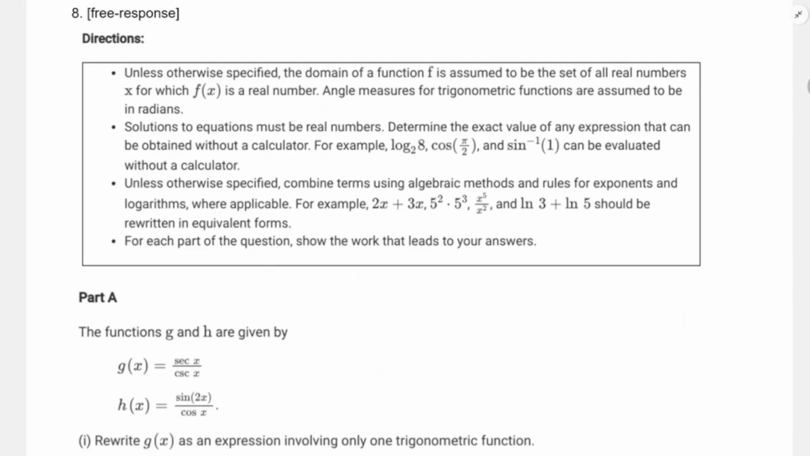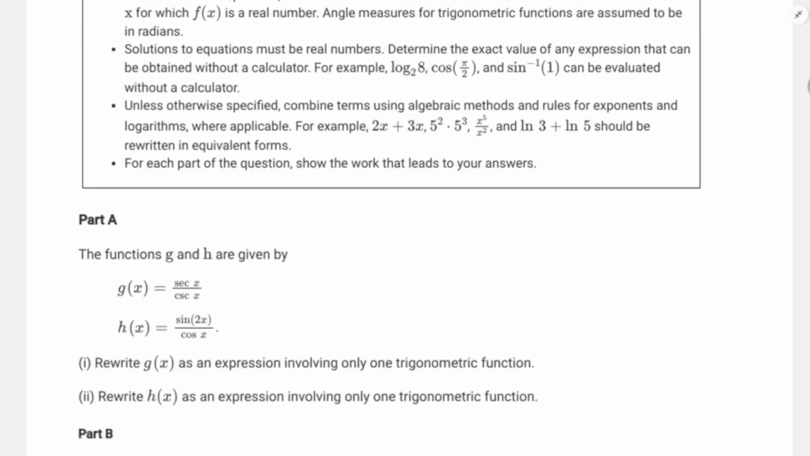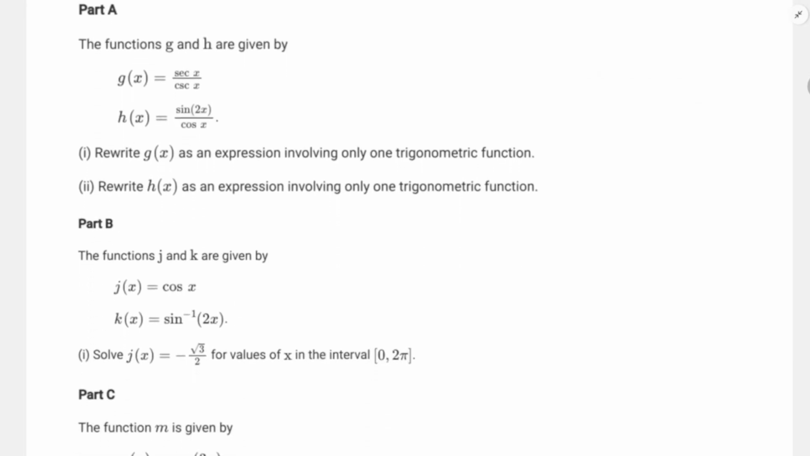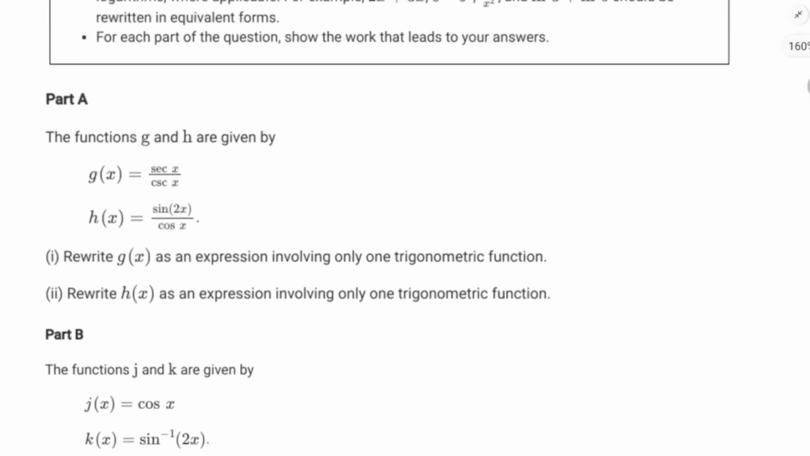Okay, this next one's going to be a free response question. It's either going to give you some instructions, which basically boils down to show your work and simplify your answer if you want to get the credit. So part A, functions g and h are given below. Rewrite g as an expression involving only one trigonometric function. Okay, h, same story. All right, well, maybe we can do that.